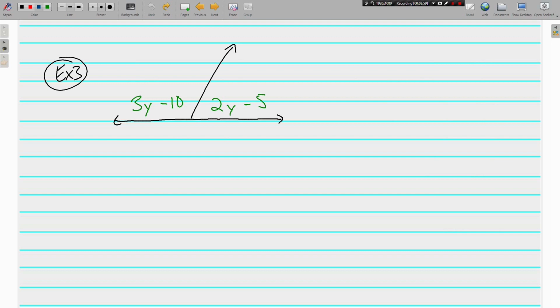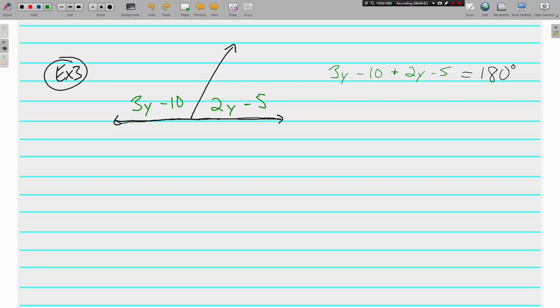Example 3, these are not going to equal 90. There are no right angles in this picture. But what do we have? Well, we've got a line down here. A line is also a straight angle, which is 180 degrees. So these are supplementary because when we add them together, they equal 180. 3y plus 10 is the first angle, plus the other angle is 2y minus 5.